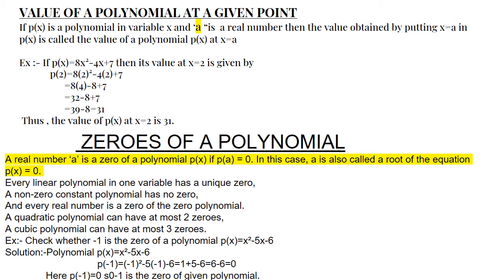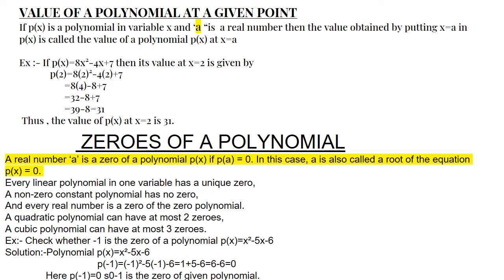What is the meaning of this? If p(x) is the polynomial, we are replacing x by a. We take the value which is obtained by replacing x by a. That means we are substituting a real number instead of x. The value that we got is called the value of a polynomial at a given point.